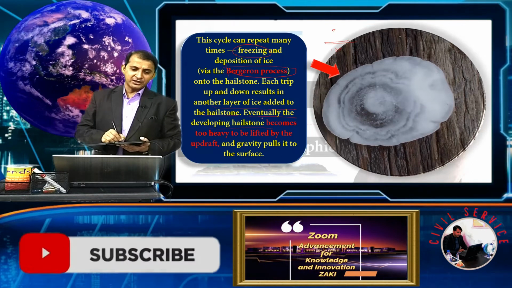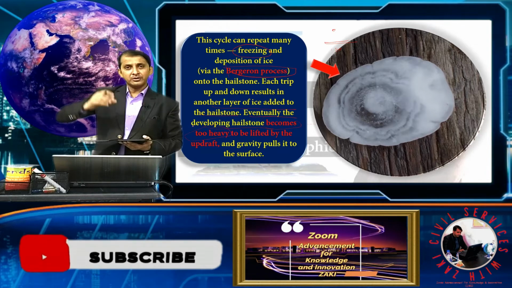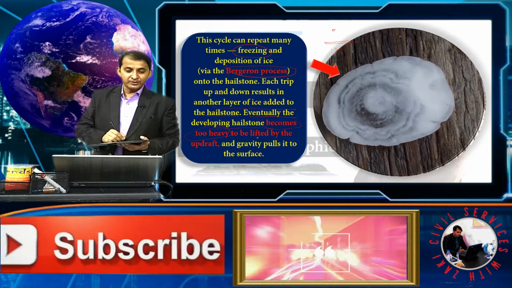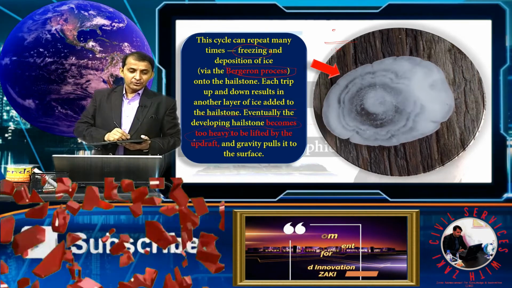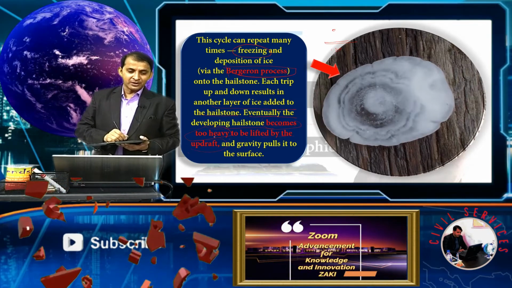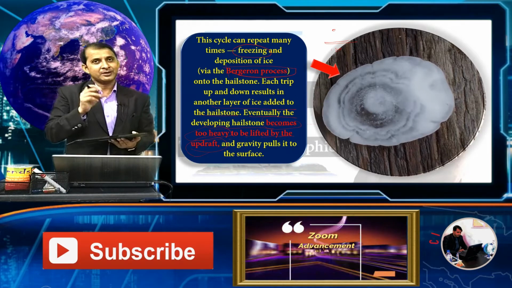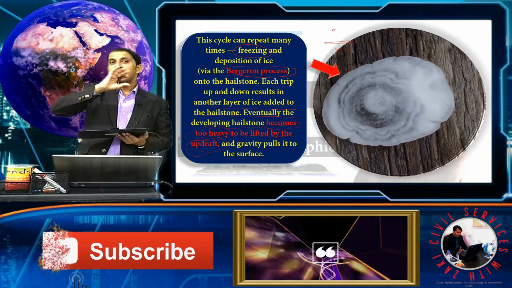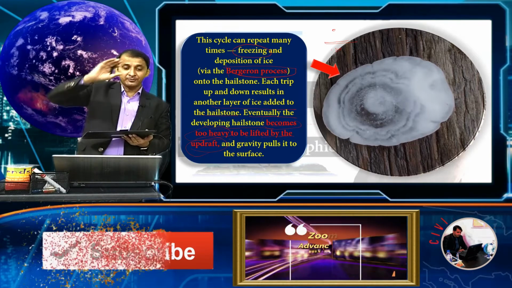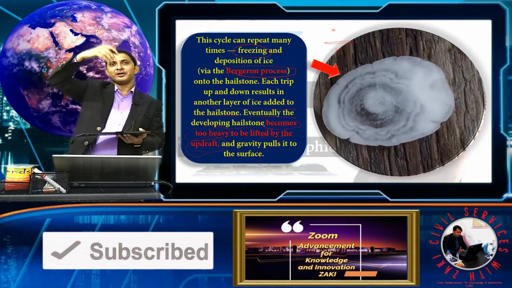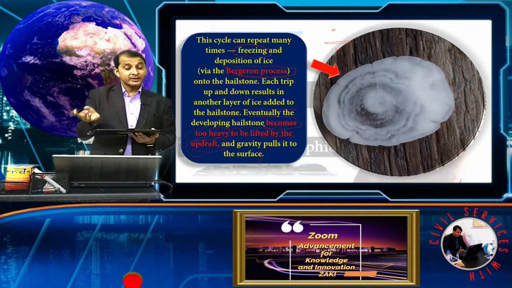Eventually the developing hailstone becomes too heavy to be lifted by the updraft. They are so heavy they cannot be lifted by the updraft, and gravity finally pulls them to the surface, and this is called a hailstone.